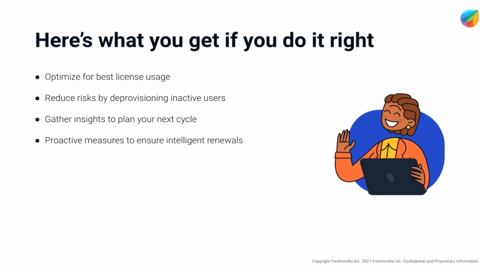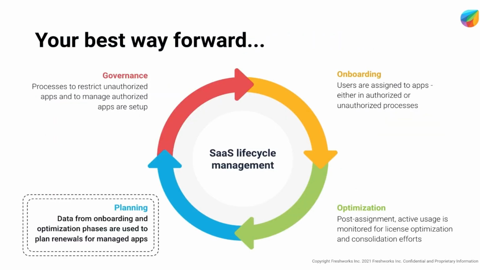And finally, you are taking proactive measures to ensure intelligent renewals. So what we mean by that is if you get your optimization phase right, it means that automatically you would be renewing your applications in the most optimized way, as you would have observed these usage patterns and upgraded or downgraded users accordingly, and you would have also deprovisioned inactive users. So when you're planning for the next batch of renewals, you would do it with the right amount of investment that is needed. The next phase in a SaaS application's lifecycle is the planning phase.